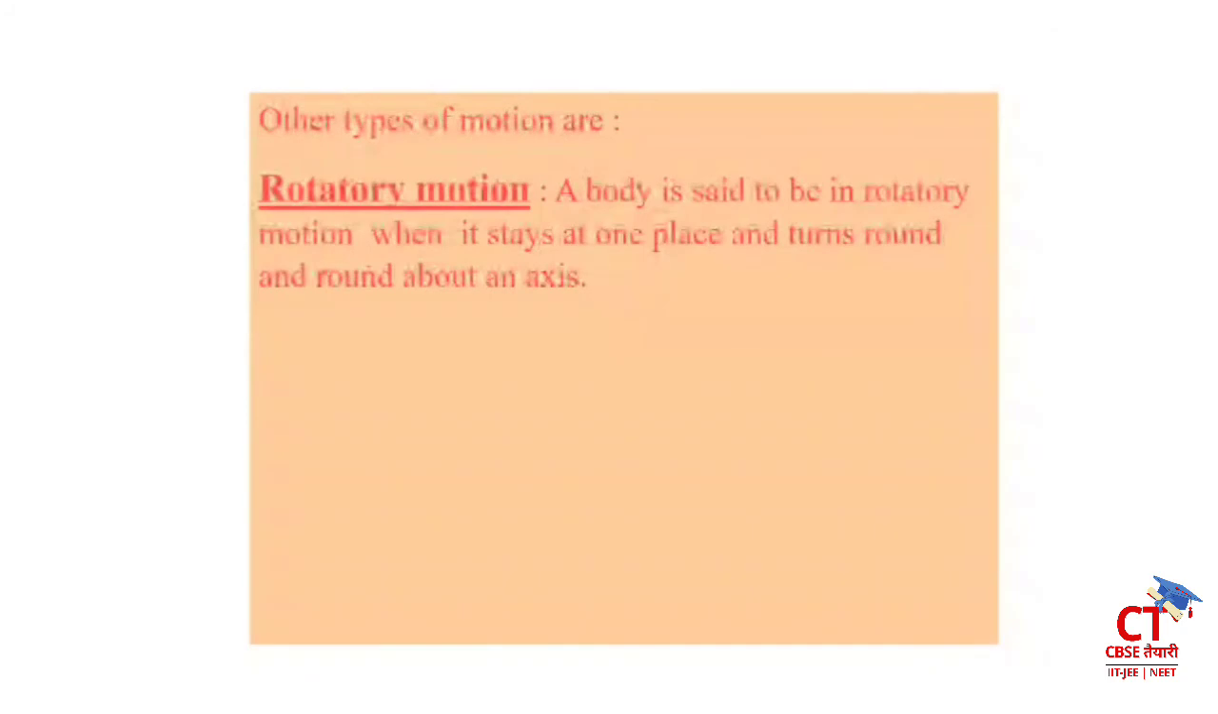And the next one, we have other types of motion. The second main type of motion is rotatory motion. A body is said to be in rotatory motion when it stays at one place and turns around and around about an axis, if the axis is fixed. Okay, done. So examples for this are a rotating fan, a spinning top, the earth.